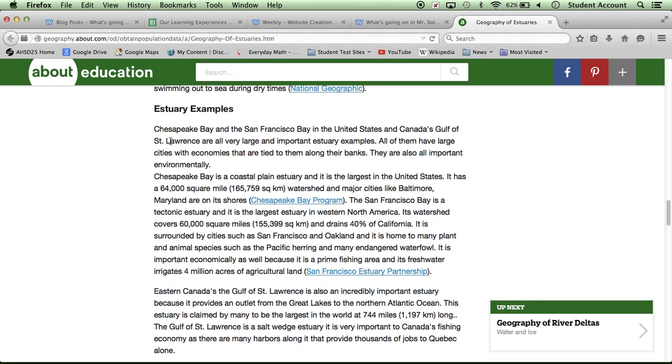So some examples of estuaries around the world. In the United States, two of them are the Chesapeake Bay, which is located in Maryland, Baltimore, and its watershed is very big. It's about 64,000 square miles. And also another one in the United States is the San Francisco Bay. As you can see here, it is the largest estuary in western North America, and it drains 40% of California.